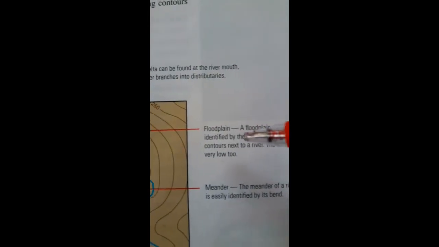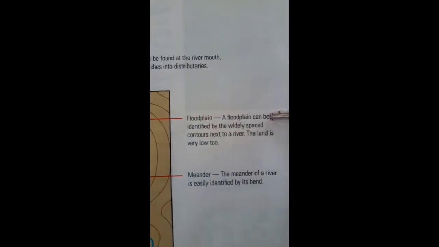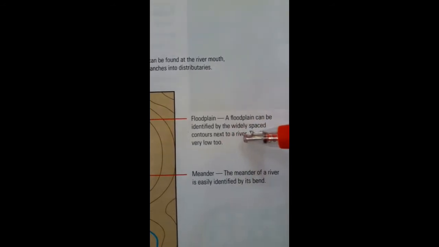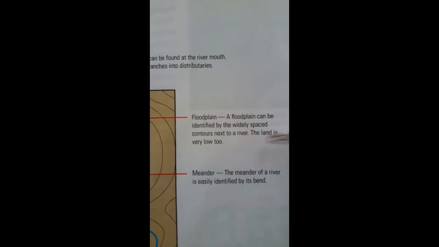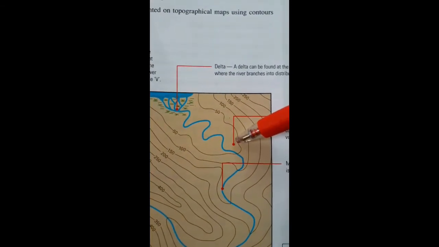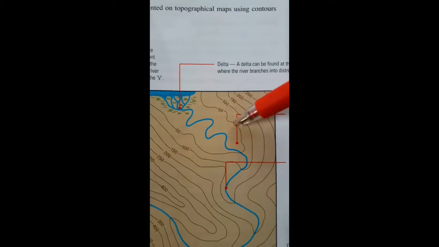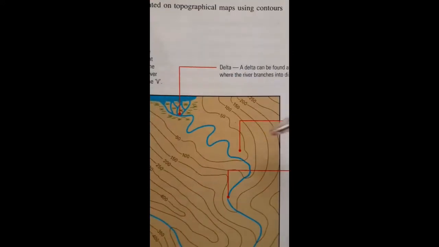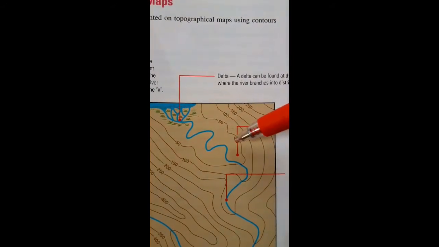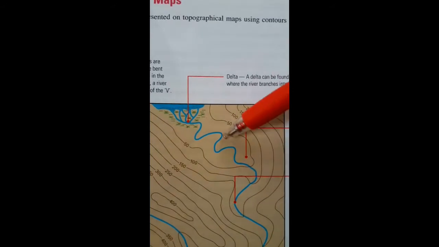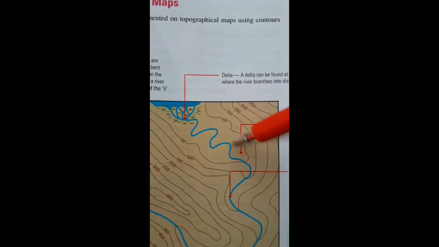And the next one is floodplain. A floodplain can be identified by the widely spaced contours next to a river. The land is very low too, like this one. And usually, floodplains are located near the river mouth. Again, a floodplain is located usually near the river mouth, like this one here.